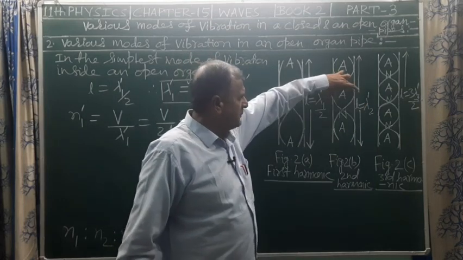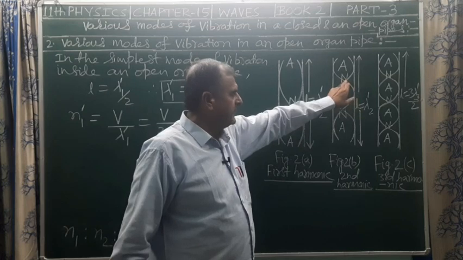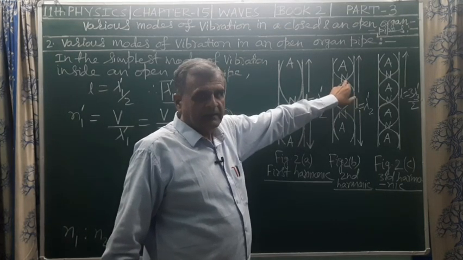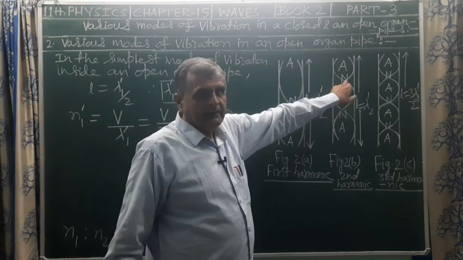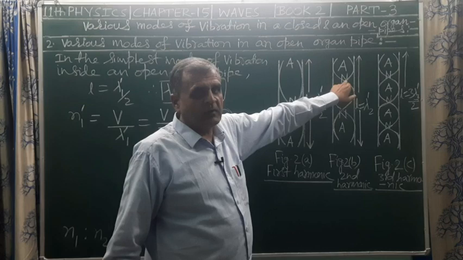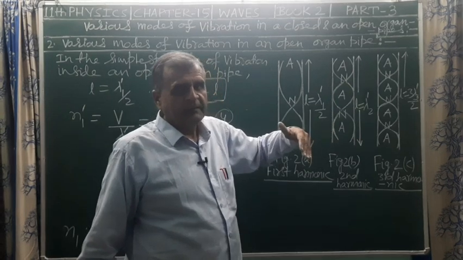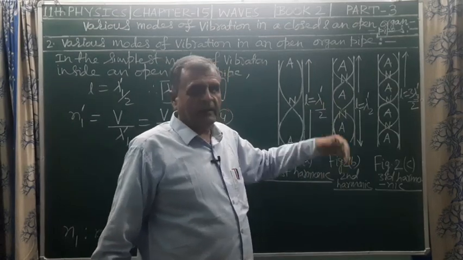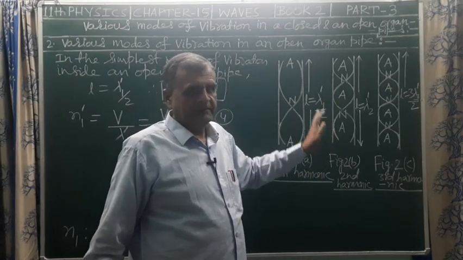Antinode is the position of maximum displacement, while at nodes the medium particles, that is air molecules inside the tube, are at rest. That is, at the position of nodes compressions occur, while at the antinode rarefaction occurs.